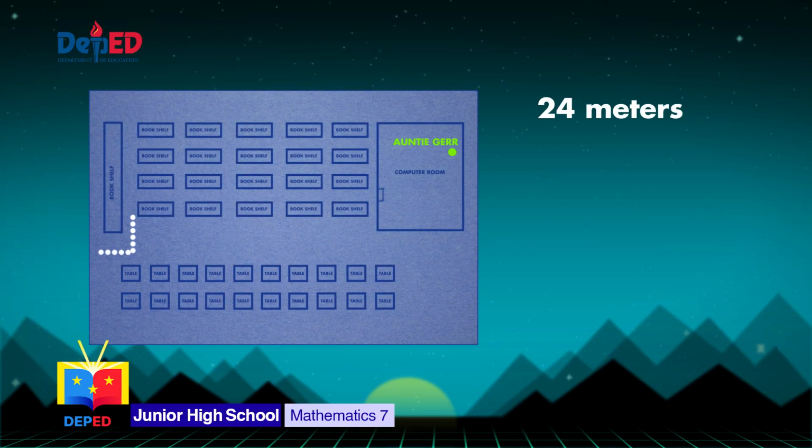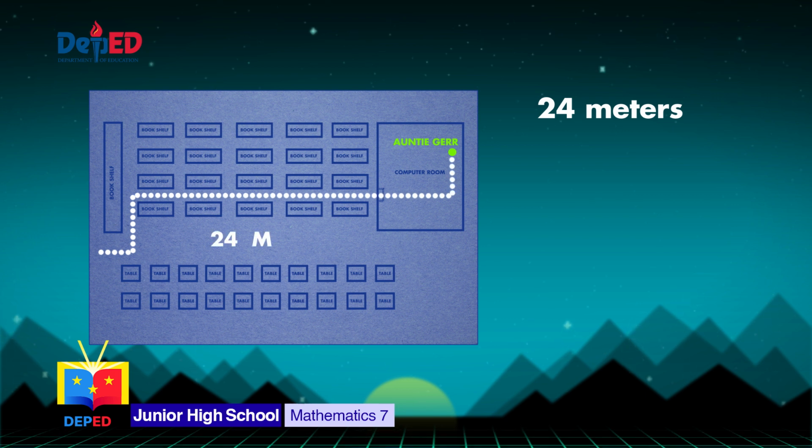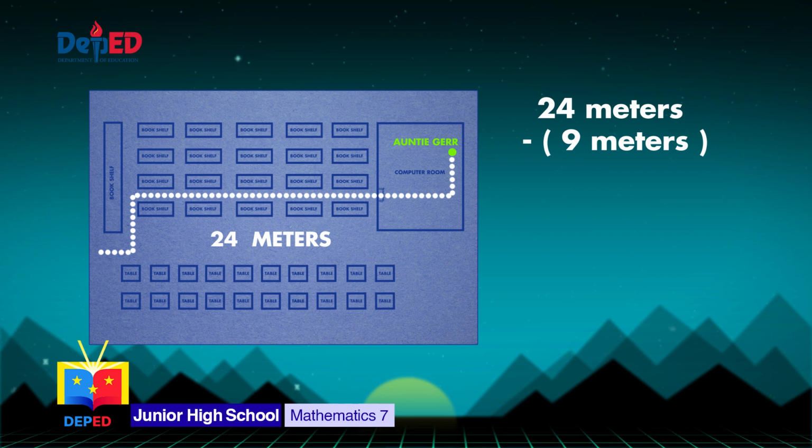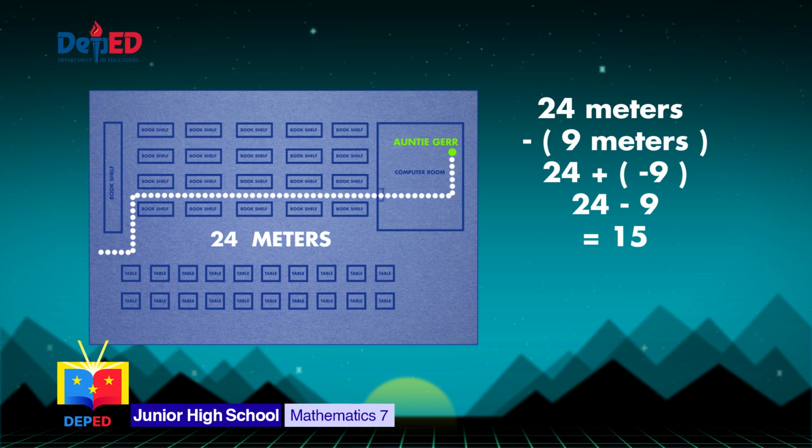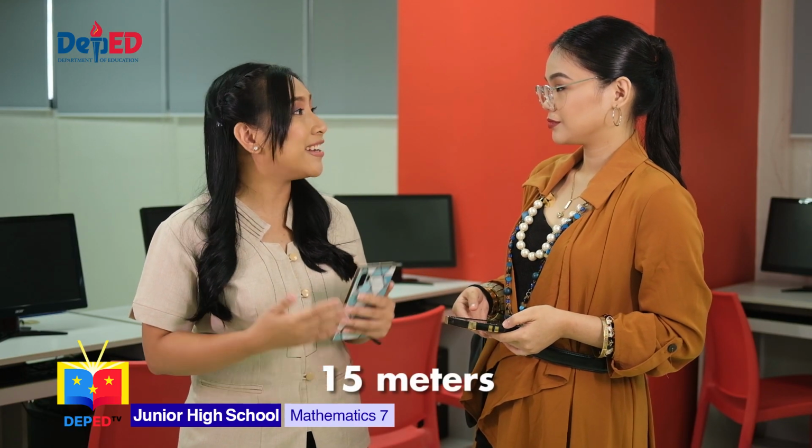If Auntie Jer already walked 24 meters from where we were standing a while ago, and I met her after she walked 9 meters back, how many meters have I already walked from our initial location? We can add the number of meters Auntie Jer walked. That is 24 meters forward and 9 meters back. So we can associate it with negative 9. So we have 24 plus negative 9. Applying the rule for addition of integers, for unlike signs, we simply subtract the absolute values, then copy the sign of the integer which has the larger absolute value. In this case, 24 minus 9 is 15, and 24 has the larger absolute value, so that is positive 15. So I already walked 15 meters from our initial location.